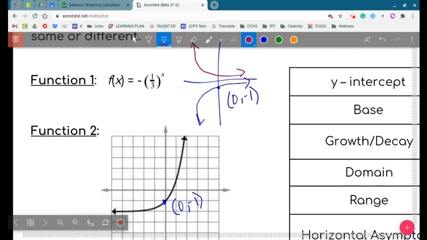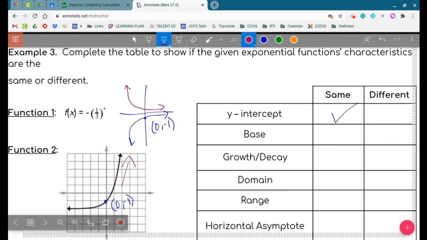Now, if it's going down and this one's going up, we know they have different bases, because if it's decay, that means our base is a fraction, and if it's growth, that means our base is a whole number. So our bases are different, and these are also going to be different because one's growth and one's decay.